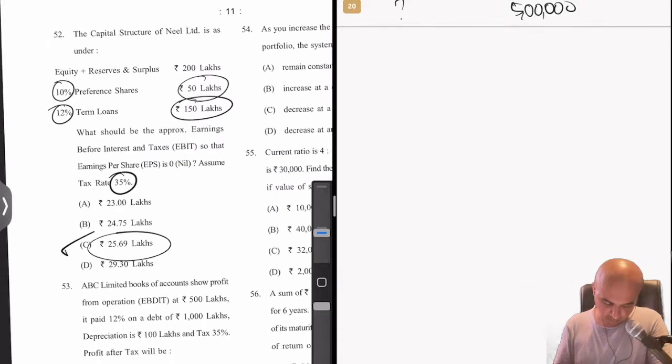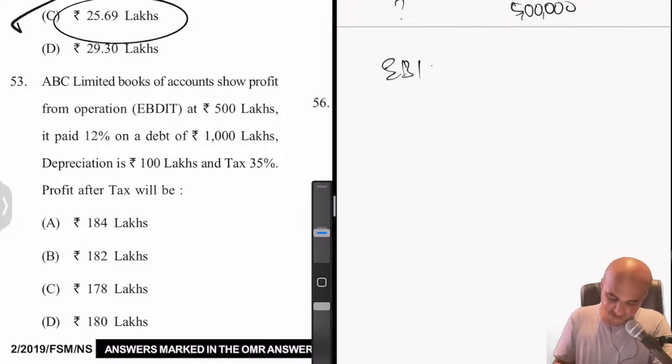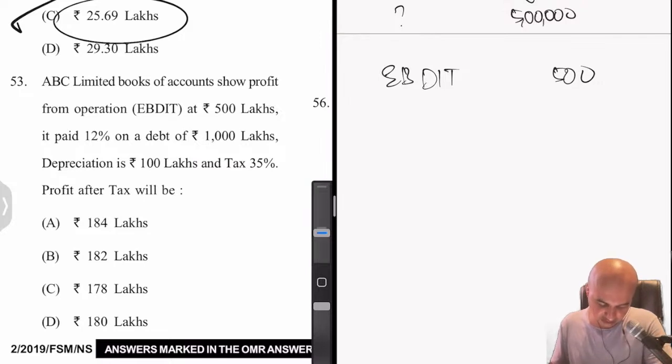Moving on. Question number 53. ABC Limited books of account show profit from operation, EBITDA, at 500 lakhs. It paid 12% on debt of 1000 lakhs, depreciation 100 lakhs, and tax 35%. Profit after tax will be how much? Fine, let's see. In this case, we'll start with the EBITDA only because it's a straightforward thing. There's nothing much to do here. 500 lakhs.